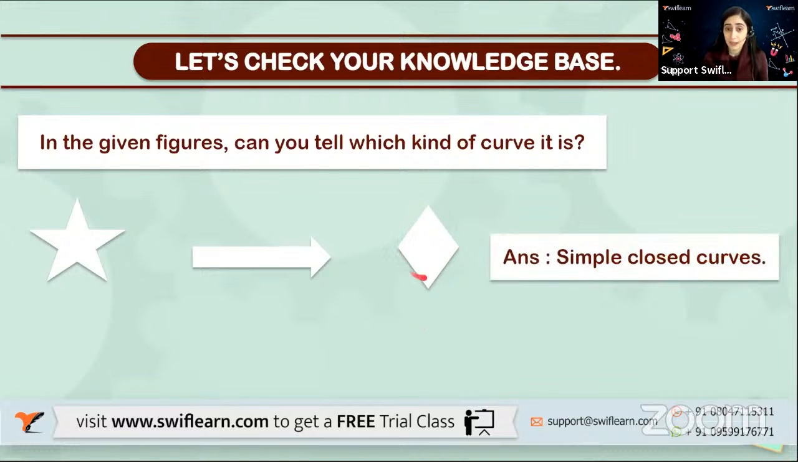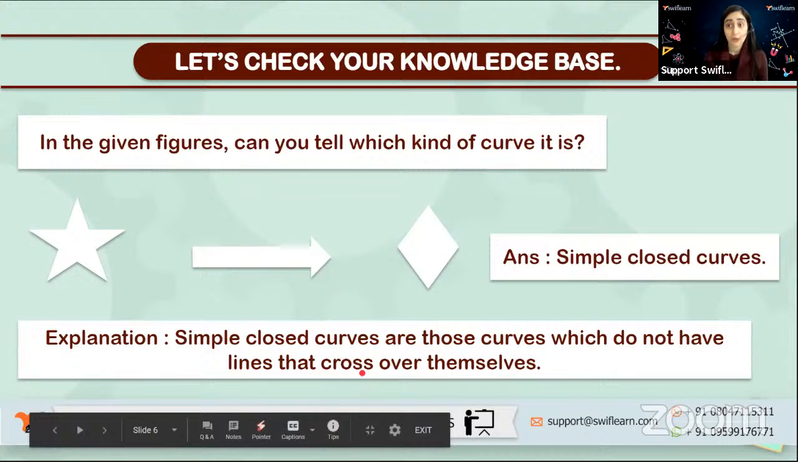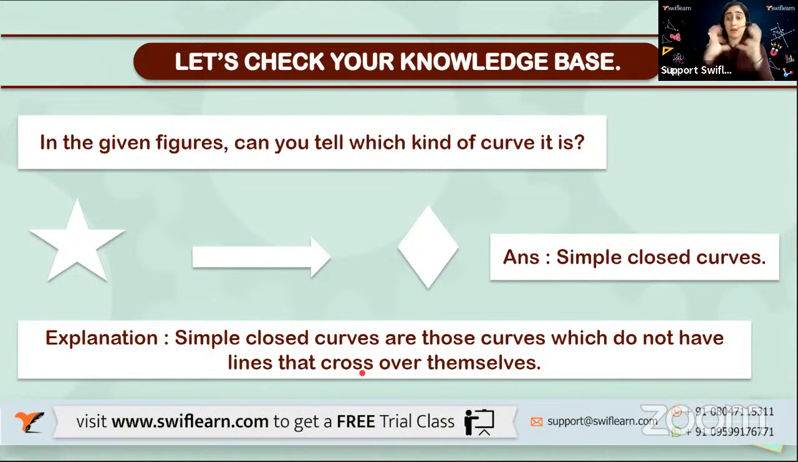So you can see it is all closed. It's curved, but we specially said simple. Why is it simple? Because the curves do not meet. They do not cross each other. So when the lines do not cross each other, and they are closed curves, we call it simple closed curves. All right. Okay, great work.